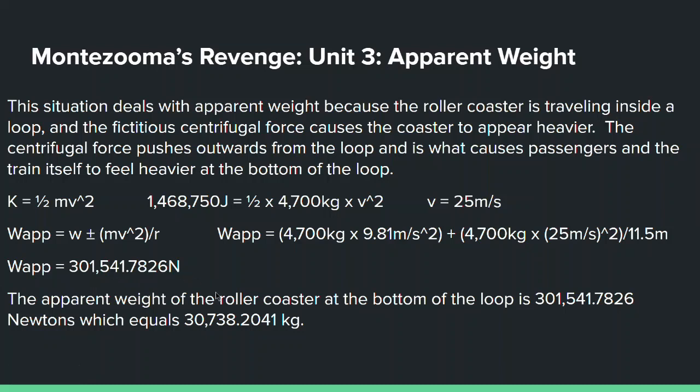301,571.7826 newtons. And this seems like a big value, but it's actually pretty reasonable because if we were to convert that into kilograms, it's about 31,000 kilograms. And that's about 6 times greater than the initial weight of 4,700 kilograms, which can be expected because the average g-force experienced in a roller coaster is anywhere from 2 to 6. And this situation is ideal without any friction, so it makes sense that the g-force would be near the upper limit of what roller coasters have.